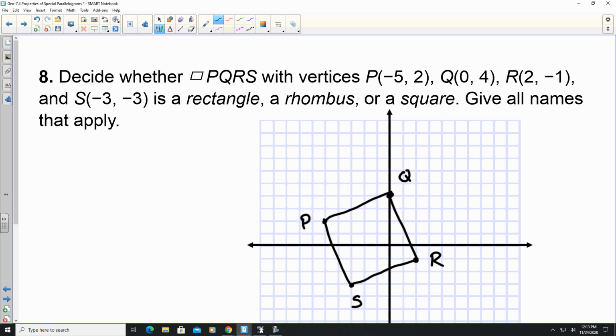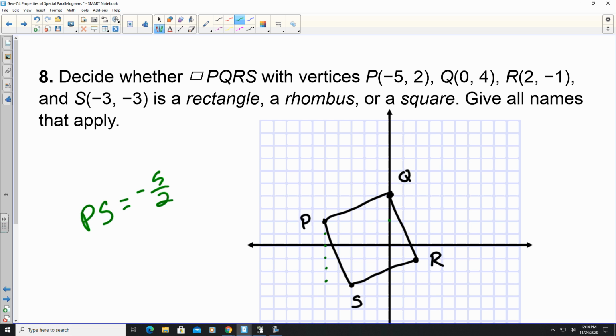All right, so the first thing I'm going to do is I'm just going to check the slope. So this one is what? 1, 2, 3, 4, 5. Oh, sorry. So it's -5/2. So PS is -5/2.